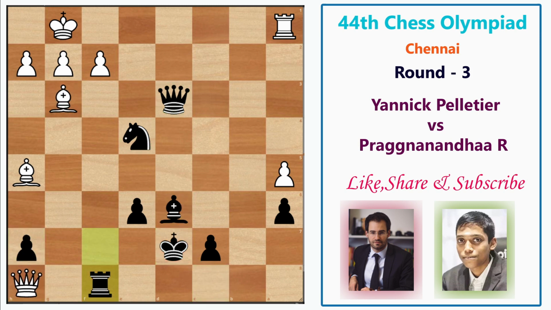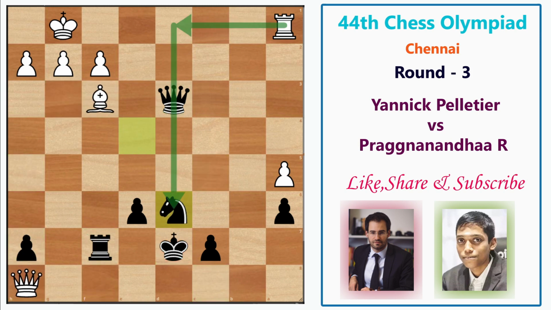So here in this position, he played bishop takes d6 instead of bishop h5. So after knight takes d6, again we have the move rook to d1, kind of pinning the knight and irritating black, but he played queen a8. This kind of now equalizes the game.